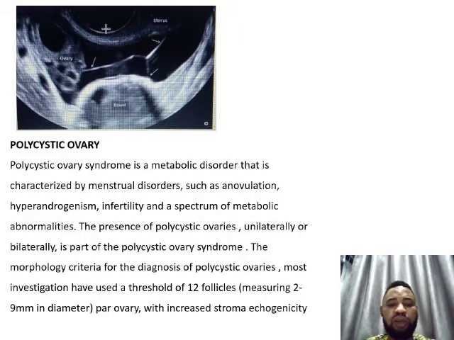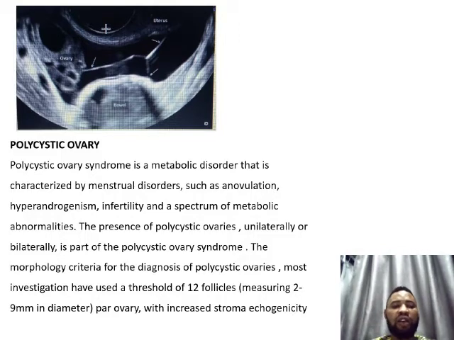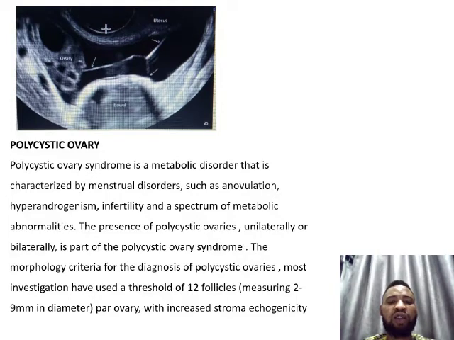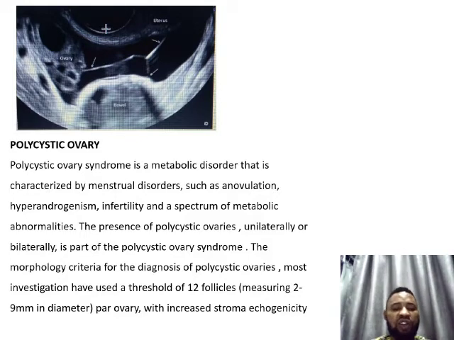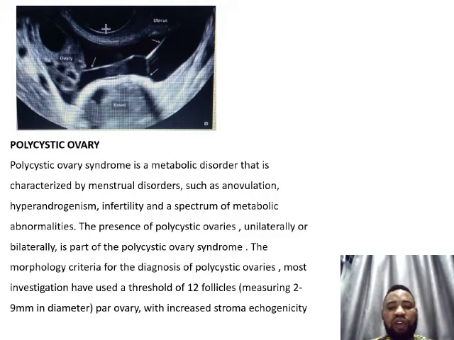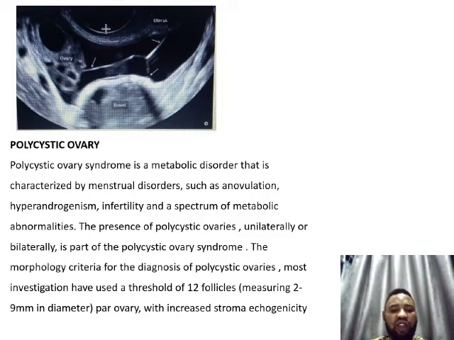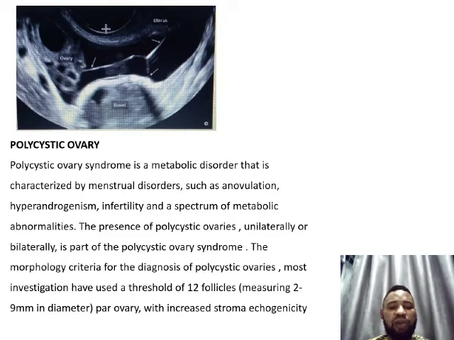Polycystic ovary syndrome is a metabolic disorder characterized by menstrual disorders such as anovulation, hyperandrogenism, infertility, and a spectrum of metabolic abnormalities. The presence of a polycystic ovary, either unilateral or bilateral, is a part of polycystic ovarian syndrome. For the morphologic diagnosis of a polycystic ovary, most investigations have used a threshold of 12 follicles measuring 2 to 9 mm in diameter per ovary, with increased stromal echogenicity.